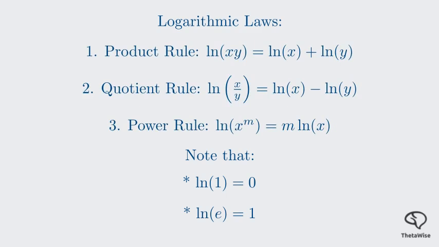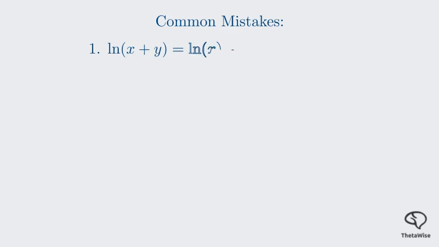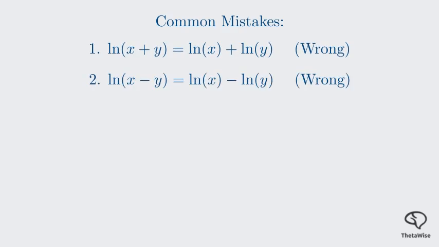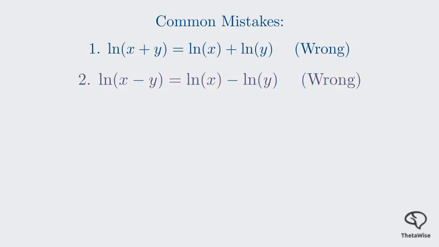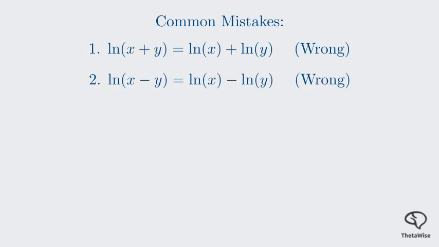Now let's look at the correct application of these rules. Before we apply these laws, it's vital to know where not to apply them. Let's look at some common mistakes to avoid. First, the logarithmic laws we just saw are for products and quotients, not for sums or differences. A very common error is this. It is incorrect to say that the natural log of x plus y equals the natural log of x plus the natural log of y. The same applies to subtraction. Remember, these laws only work for multiplication and division.